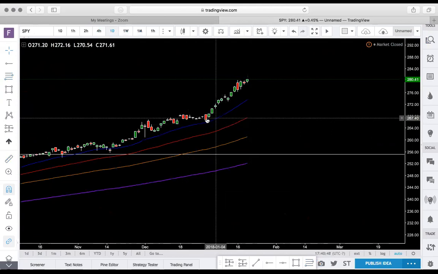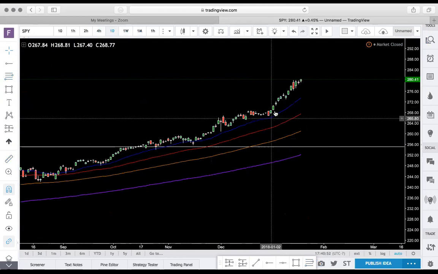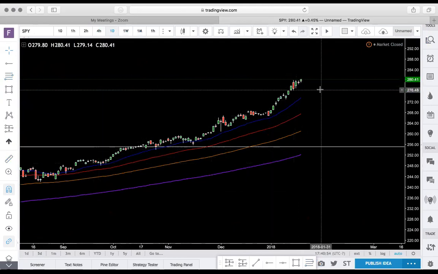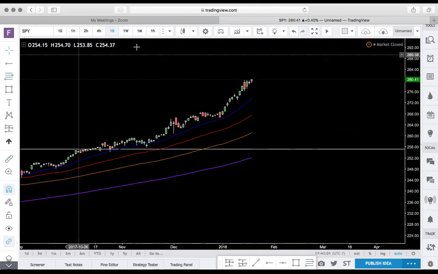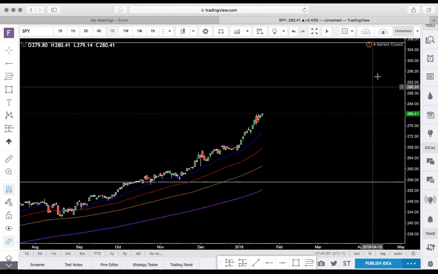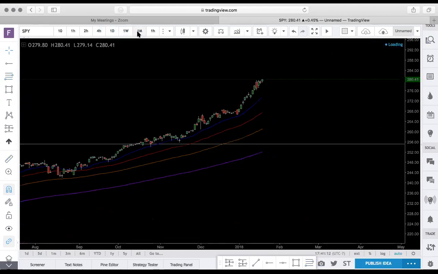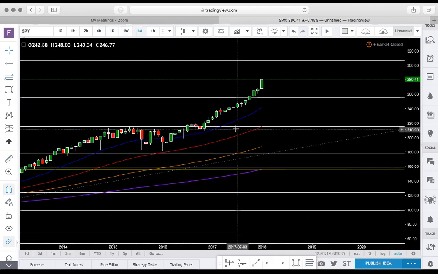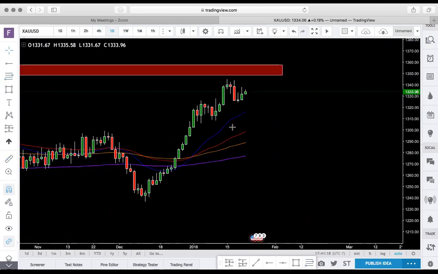Price is hanging on to that 20. You can see it tested it here. So 20 is always home. All the moving averages are spread out very nicely, kind of even. So I don't see the spiders pulling back anytime soon. We're at 280.41. This could even go up to 300. Right, 300 is a nice even number. That's what it looks like on the monthly time frame. All right, so that's the SPY.